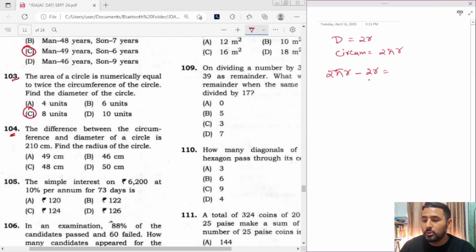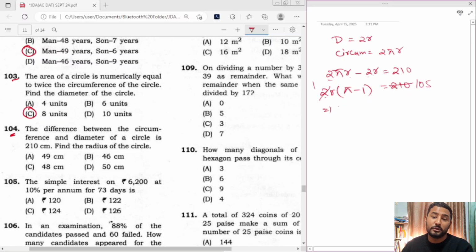And the difference is 210. So what you need to find is the radius of the circle. Just solve this one. Can you see this? 2r is common, so you can write 2r into (pi minus 1), equal to 210. When you multiply 2r into pi, you get 2 pi r. 2r into 1, you get 2r. So we can write this. So what you can do is cancel 2: 2 ones are 2, 2 into 105.